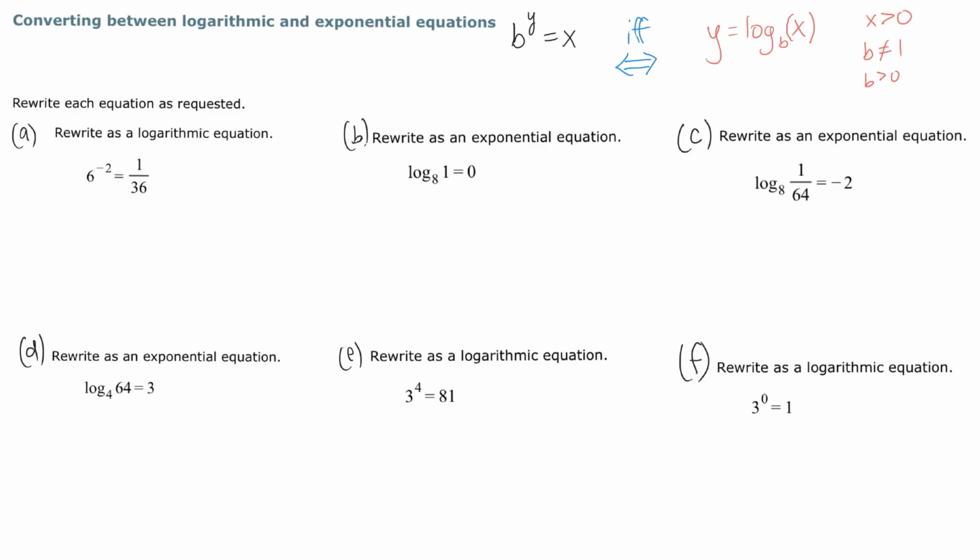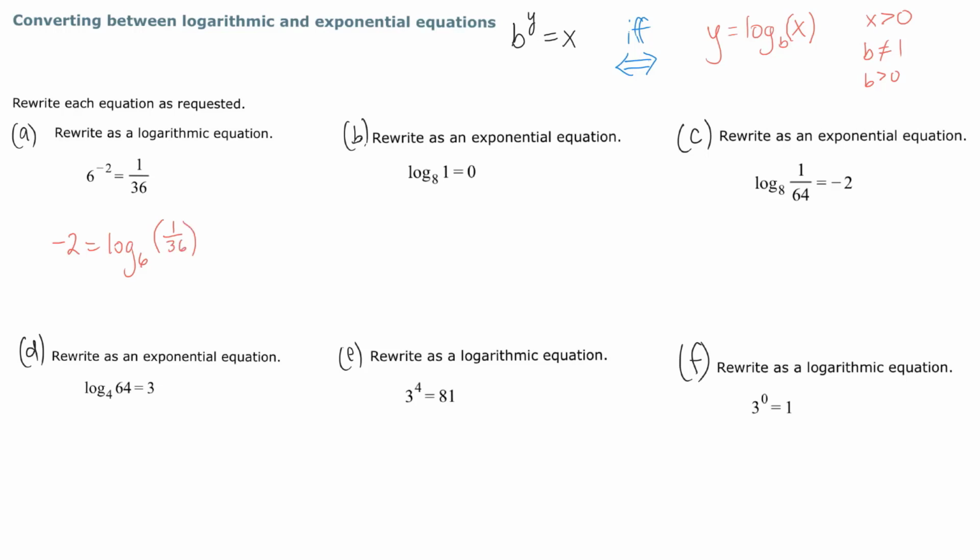Why don't we look at our exponential equations and we'll try to write a logarithmic equation. Make sure you're able to identify the base. The base is 6. And I usually start with the exponent. The exponent is negative 2, is equal to log base 6 of the argument, and the argument is 1 over 36.